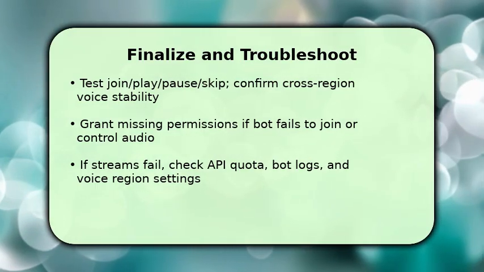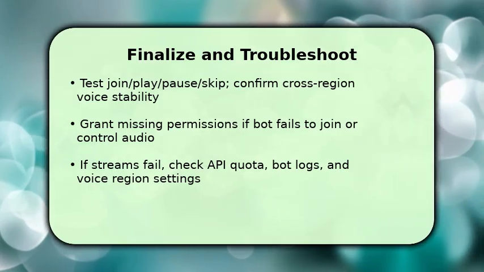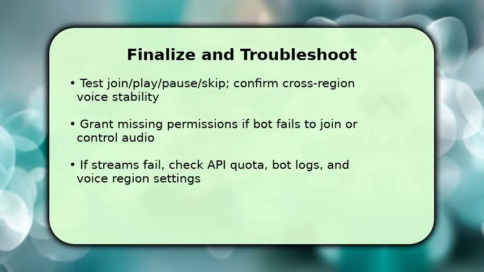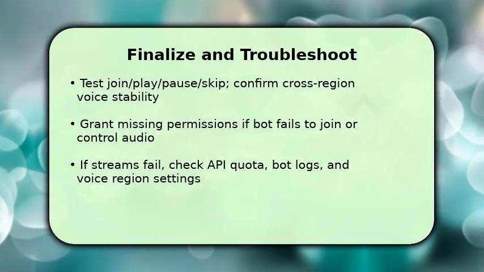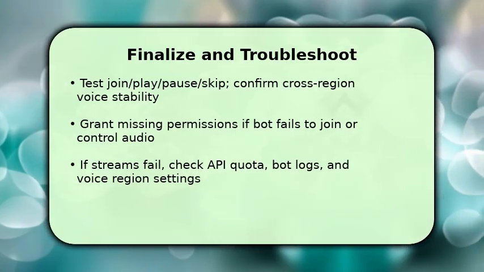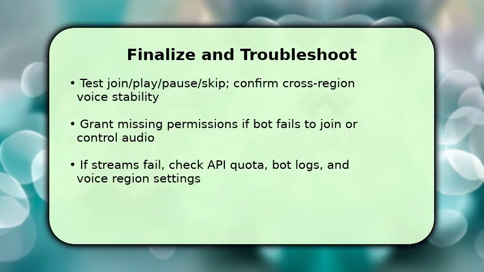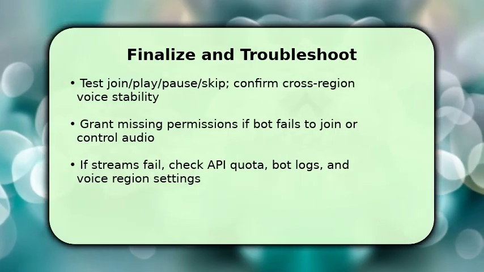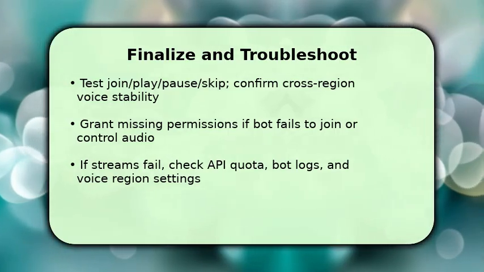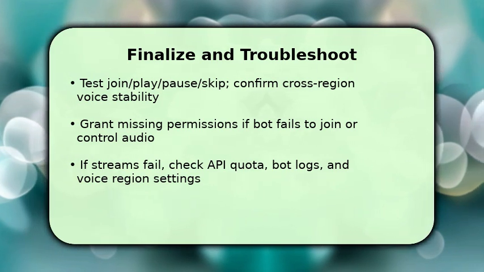If it fails, check permissions first. Connect and speak are common culprits, then inspect bot logs and API quota for denied requests. If latency or disconnects persist, change the voice channel region and reduce quality. One key tip: enable verbose logging temporarily to pinpoint API failures quickly.